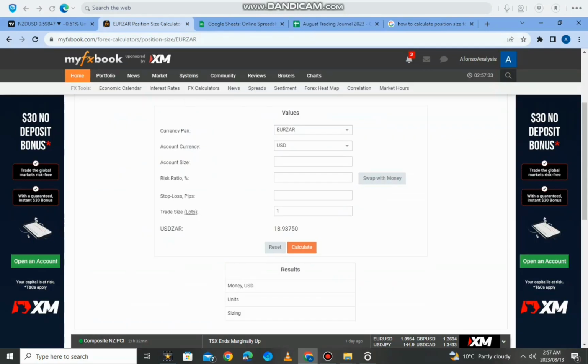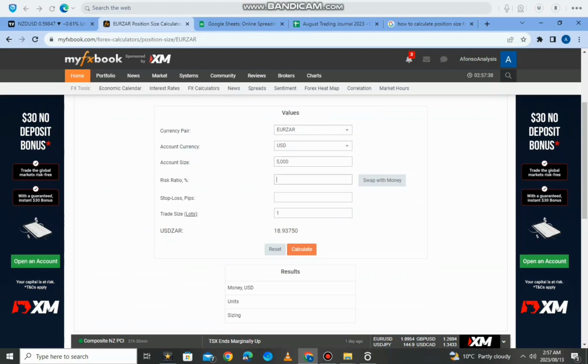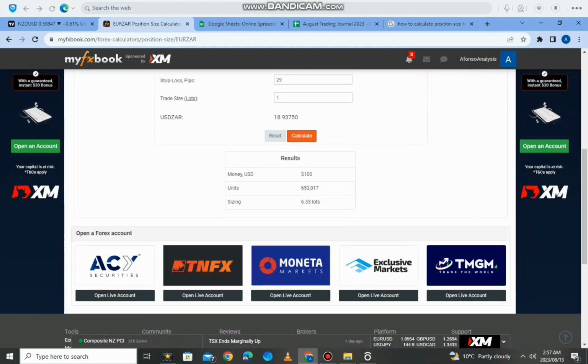So position sizing, I've got a $5,000 account, I am risking 2% of my account, and my stop loss is 29 pips, right? And we're just gonna hit calculate. So you can wait a minute.